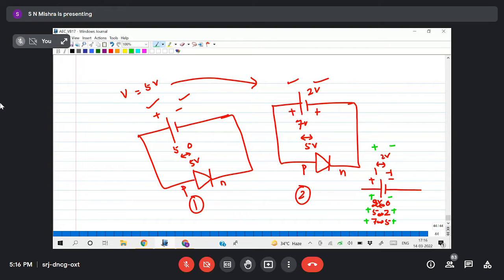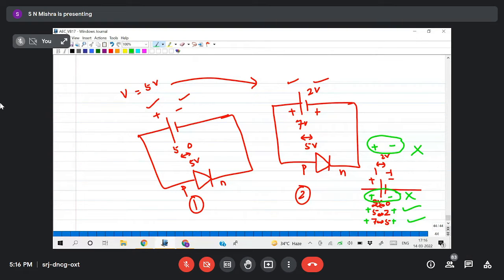Then when I say to get 2 volt potential difference, always I take plus minus. That is not always true. It may be both are positive also, that is okay. But why am I telling these things?